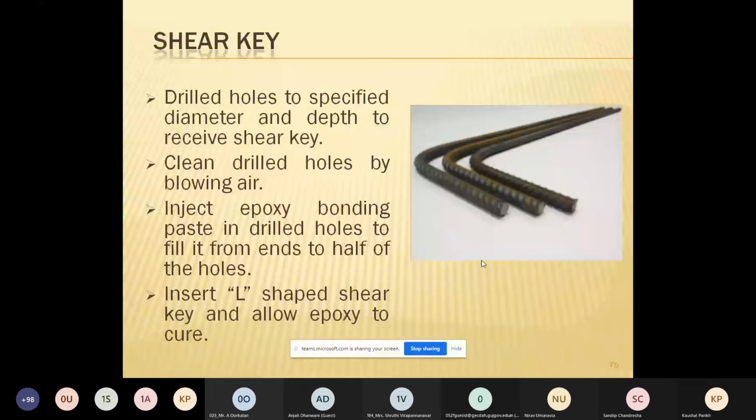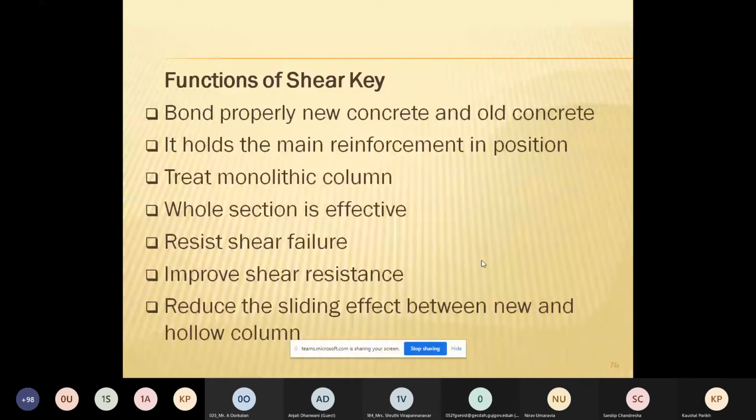What are the functions of a shear key? It properly bonds new concrete and old concrete. It holds the main reinforcement in position so that a monolithic construction of the column can be done. Because of the shear key, the whole section will become effective. It also resists shear failure. It improves the shear resistance of the column. It reduces the sliding effect between the new and old column.